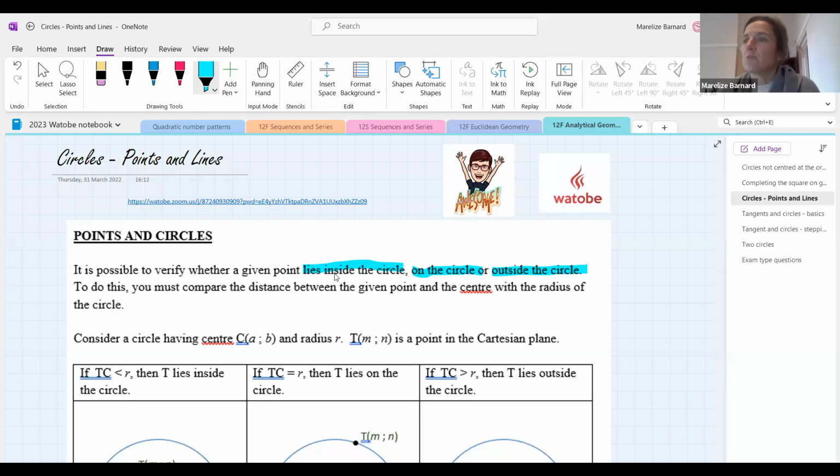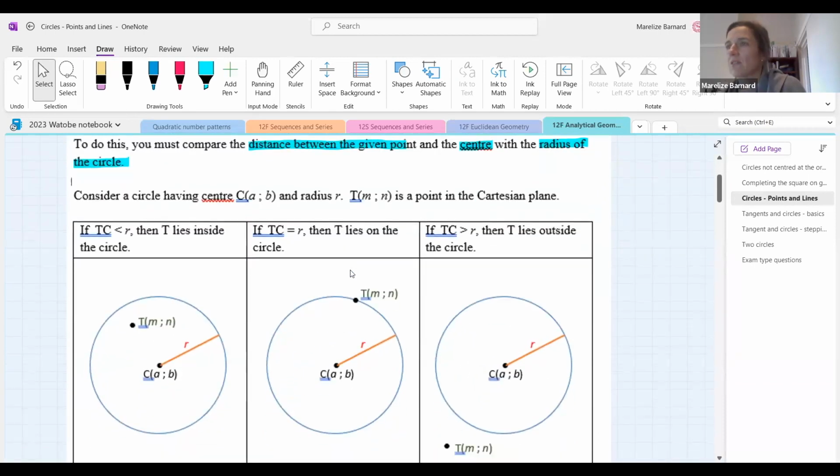To do this, you must compare the distance between the given point and the center of the circle with the radius of the circle. And I think these little diagrams Teacher Lee's got here will help you understand that a little bit better.